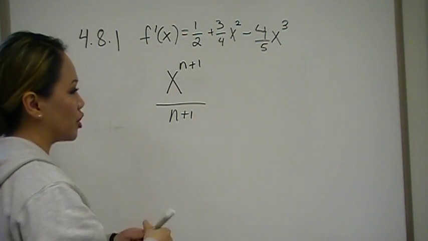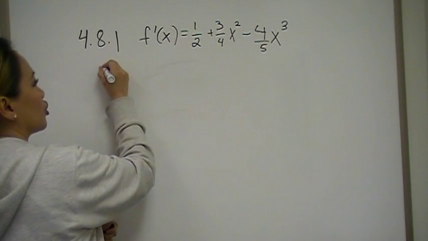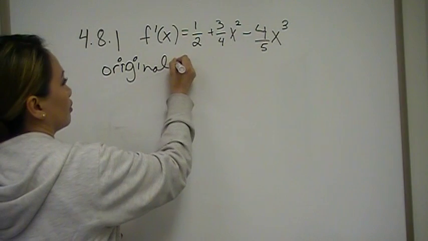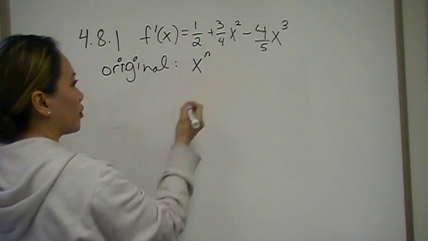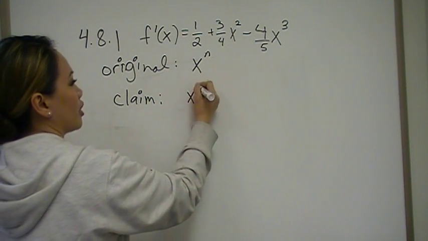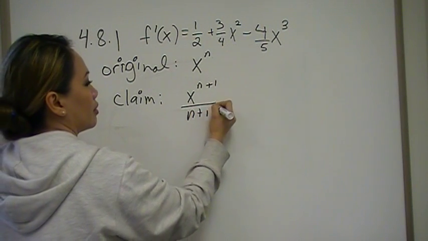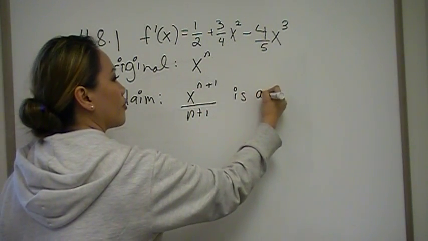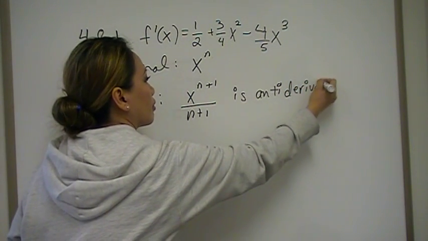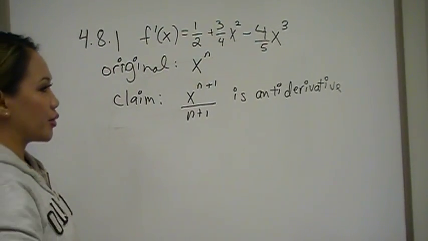Actually, I'm going to write it aside so that you can remember. The original function is x to the n, and we claim that x to the n plus 1 over n plus 1 is the antiderivative. Okay, so x to the n plus 1 over n plus 1 is the antiderivative.